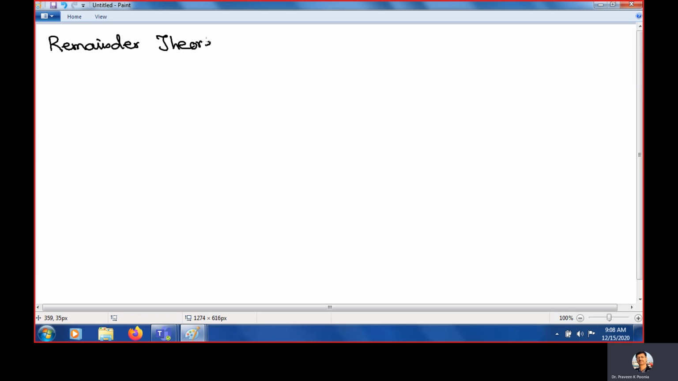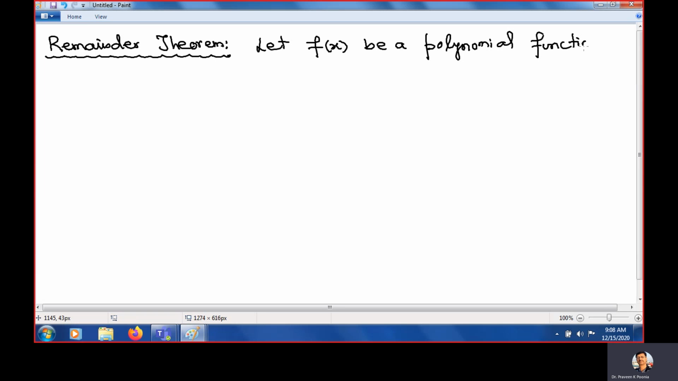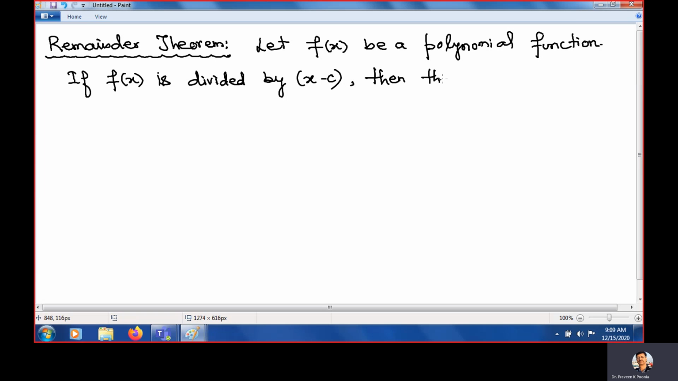Remainder theorem. What is the remainder theorem? You need to learn it. Let f(x) be a polynomial function. It should be a polynomial, maybe a linear polynomial, quadratic polynomial, cubic polynomial, or any higher degree. Clear? Let f(x) be a polynomial. If f(x) is divided by x minus c, then the remainder is f(c).